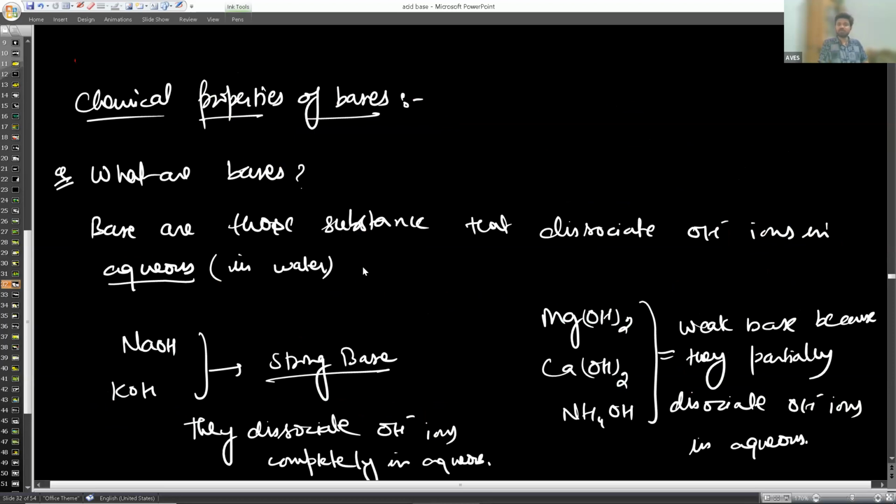Bases are those substances that dissociate OH negative ions in aqueous solution. Like NaOH, KOH, strong bases, they dissociate OH negative ions completely in aqueous solution. And what is Mg(OH)2? Mg(OH)2, Ca(OH)2, NH4OH, these are the weak bases.